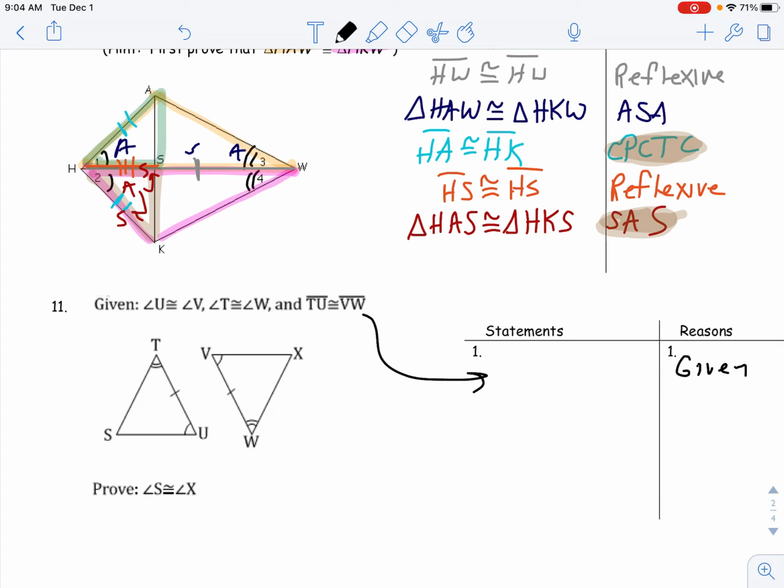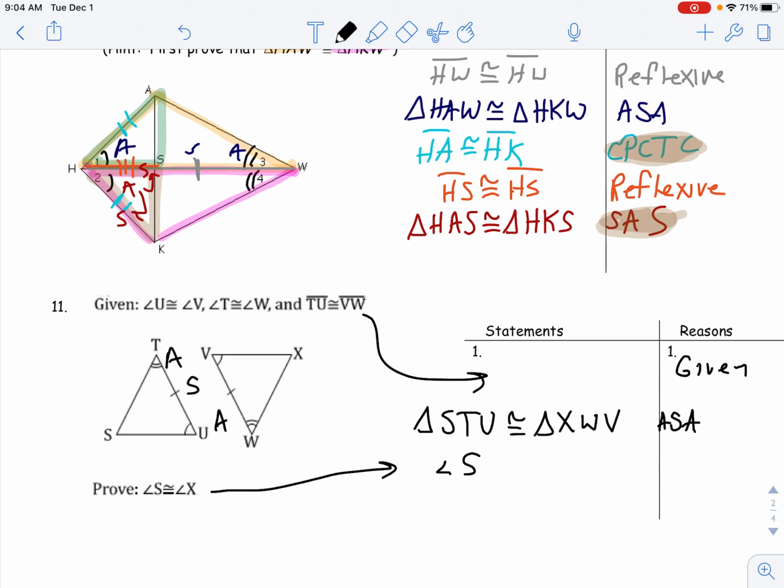Given. All right, so it gave me all the angles and sides that I need, so now I can say that triangle STU is congruent to triangle. Well, what corresponds to S? X. T corresponds to W, and U corresponds to V. All right, why? We have an angle, a side, an angle, angle, side, angle. And then I need to prove this. I have enough information. CPCTC. All right, so that's it for this video. We're going to talk about more things in the next video, differentiating between CPCTC and all the other.